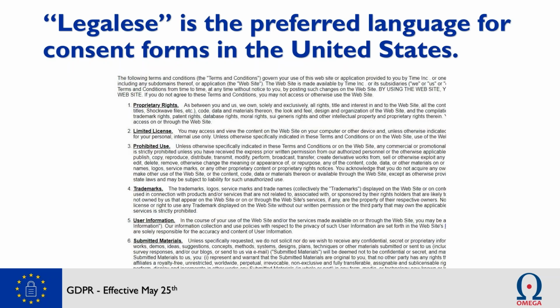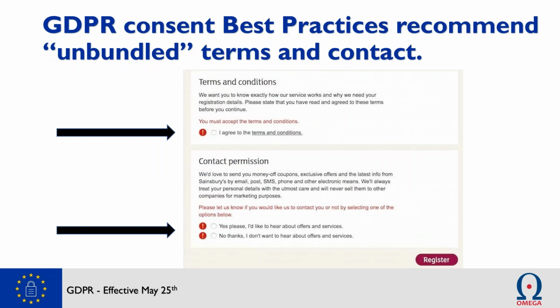This is an example of a legalese form that we're used to seeing in the United States. They'd show all of this information, and then you'd click I accept. It's not acceptable under GDPR. So here's a best practice that shows unbundling the terms and the contact. In this one, a person can select, yes, I agree to the terms and conditions, and separately, I agree to contact permission.